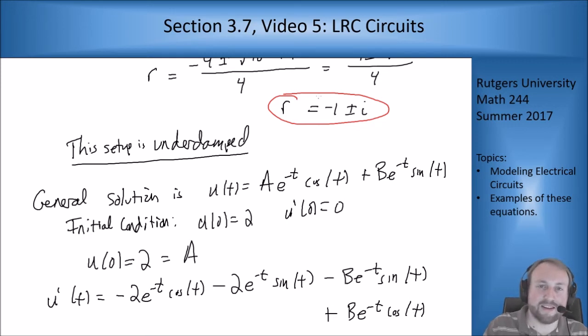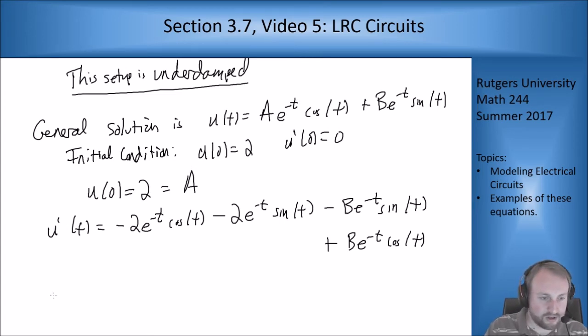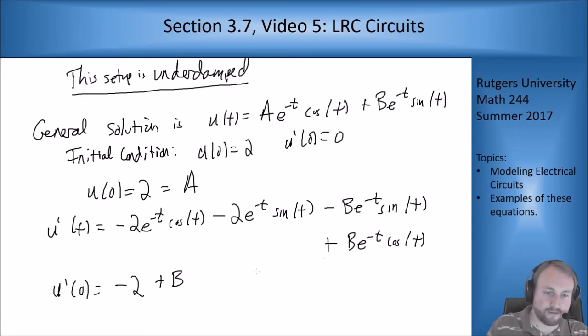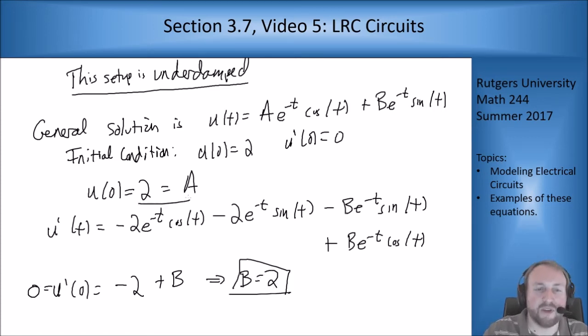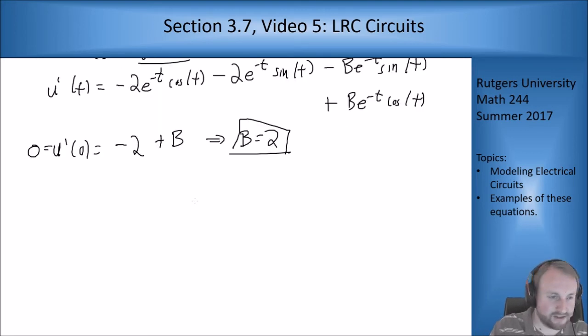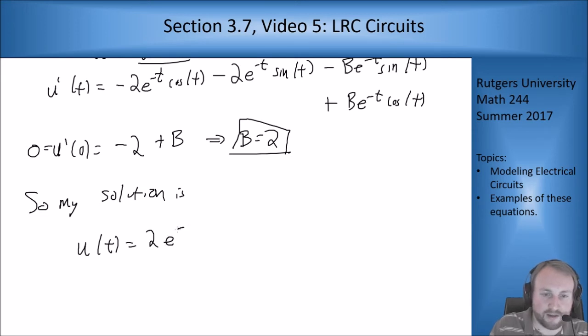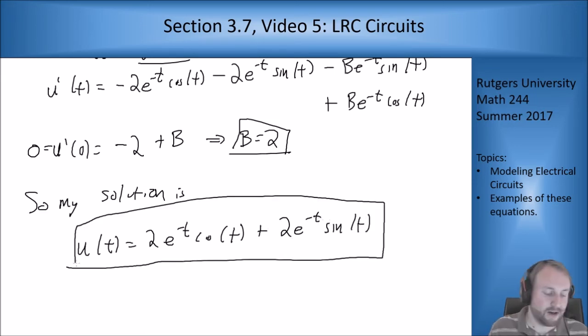And now I want to plug in t equals 0, which means all of my sine terms are going to vanish. So u prime of 0 is just a minus 2 from this first term plus a b from the last term. So this tells me that b is also, and I want this to be 0, which tells me b is also 2. So a is 2, b is 2. My solution is this: u of t is 2 e to the minus t cosine of t plus 2 e to the minus t sine of t. And there's the answer to my problem.